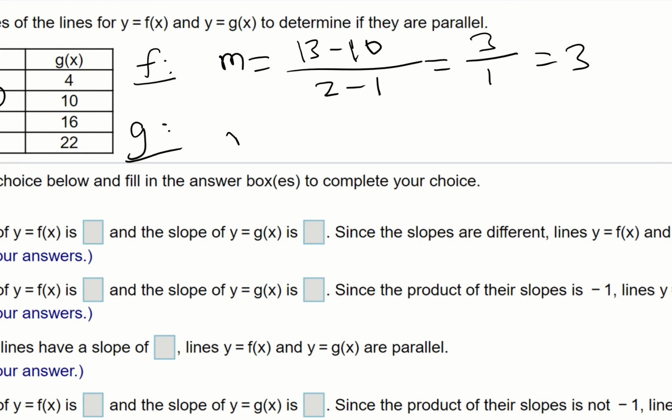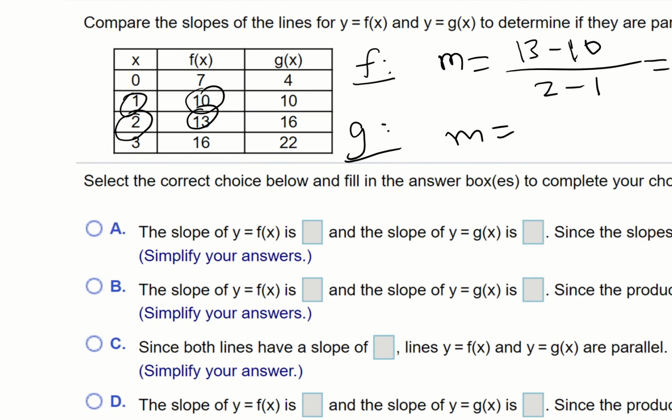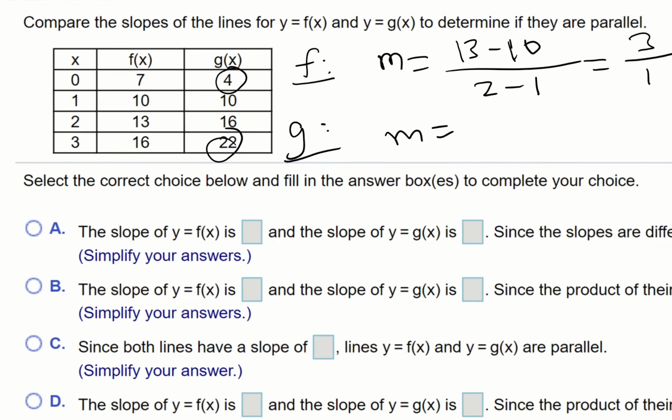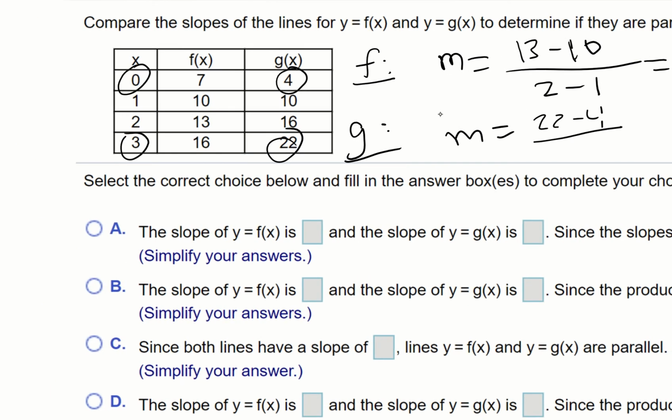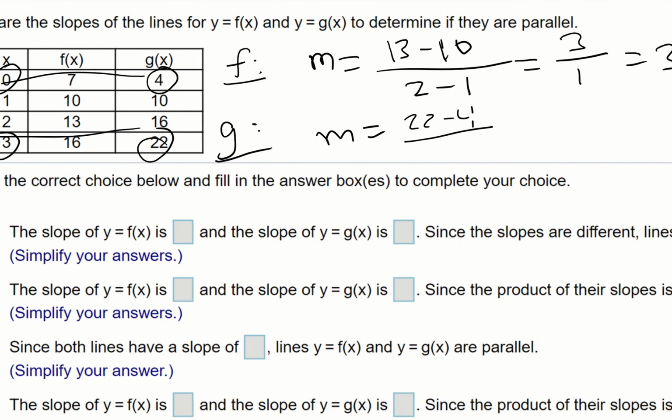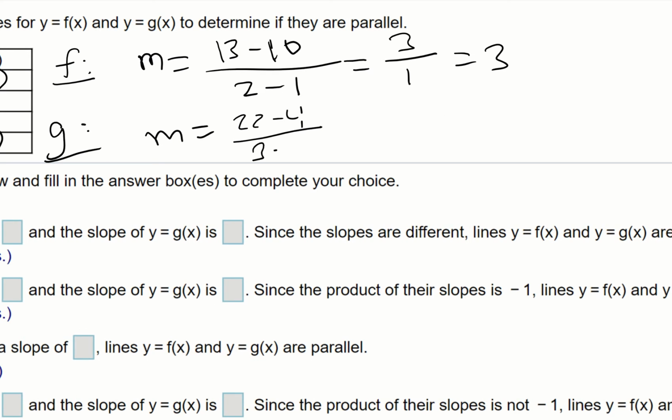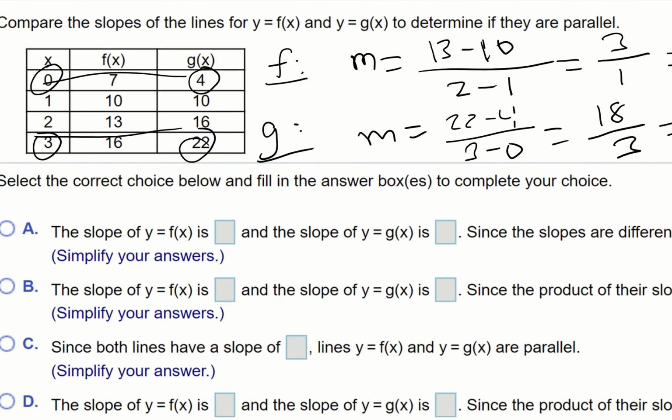Now let's look at g. We can do this a little faster now that we know what we're doing. Let's say we pick these two values. So 22 minus 4 over, and let's choose these two because they correspond to that, 3 minus 0. 22 minus 4 is 18, 3 minus 0 is 3. 18 divided by 3 is 6 in this example.